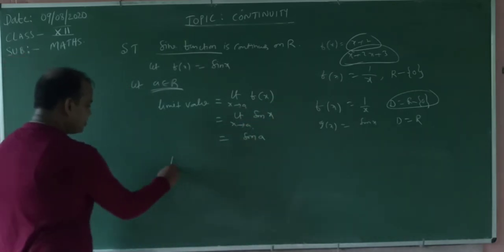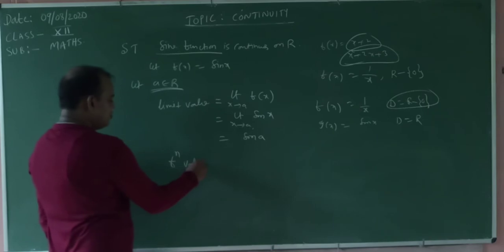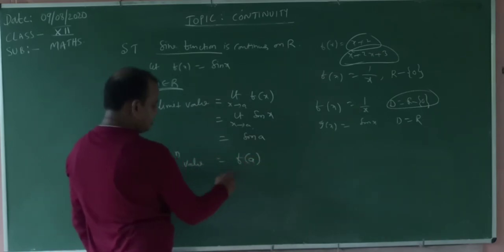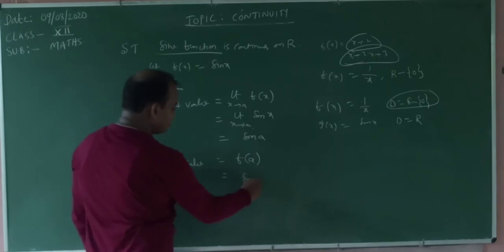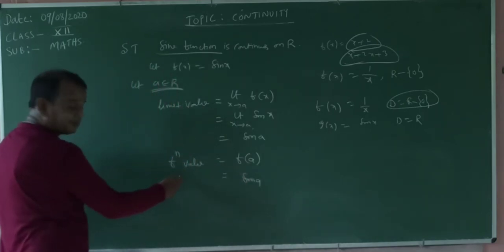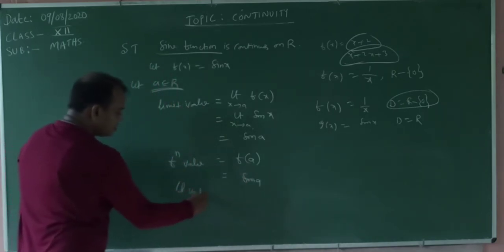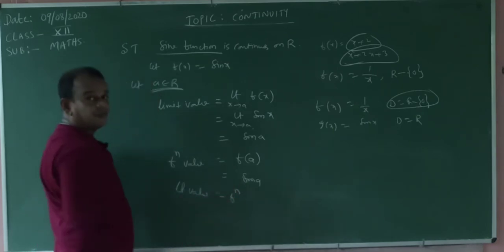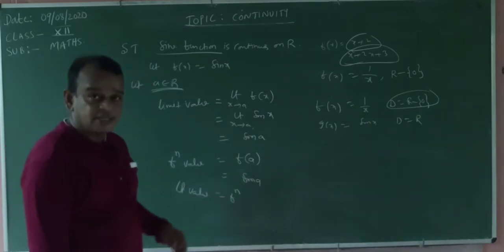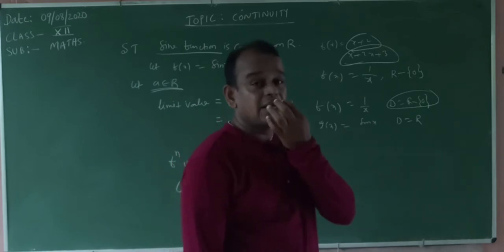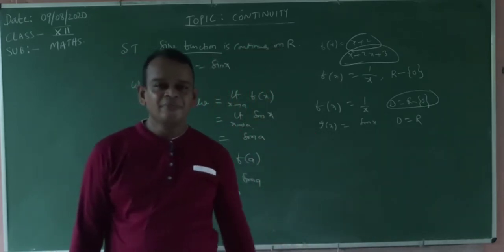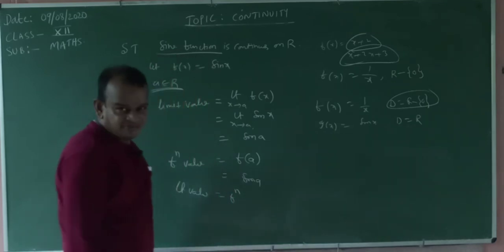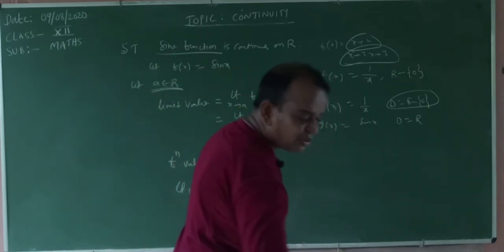Now the function value you can find. Function value is equal to f of a. That means f of x is equal to sin x gives sin a. Now limit value is equal to function value. Therefore, the function sin x is continuous on real numbers. Simple. Okay, my dear students. Very simple problems. The function is continuous on R.